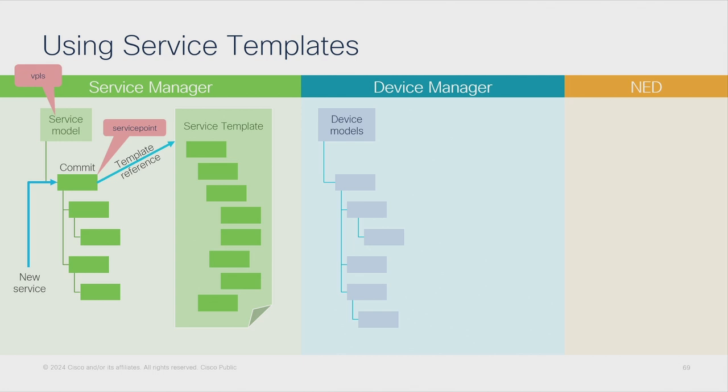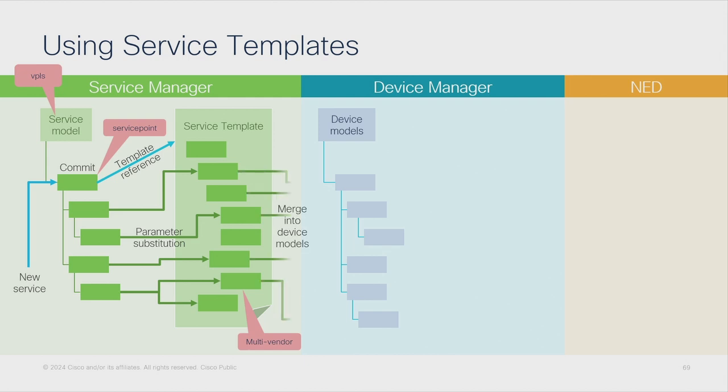So the values from our model can be substituted into the template, and the template generally has the sort of shape of the device that you're wanting to apply it to. So that template, which can be multi-vendor, so within your template you may have snippets for each different kind of device you want to support, when it executes with the substituted parameters, the result of that template is merged into the device models in NSO.